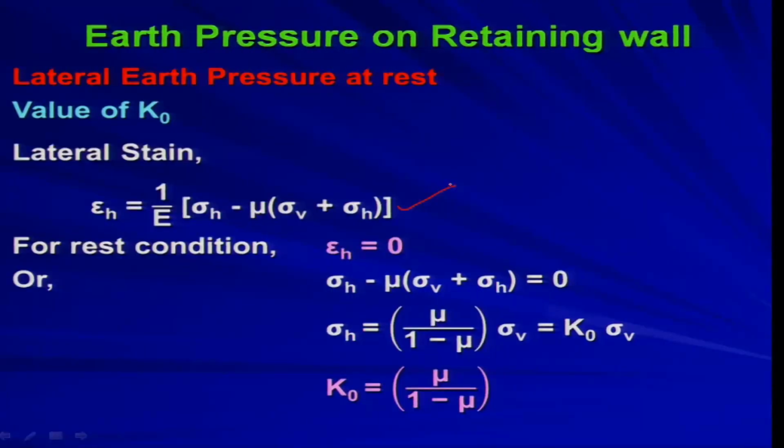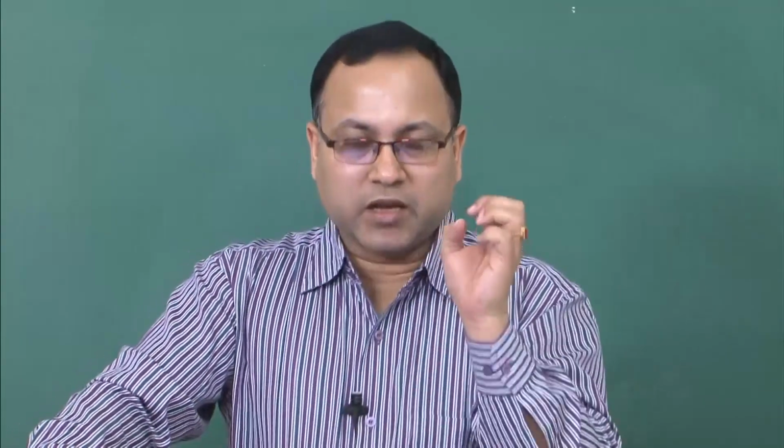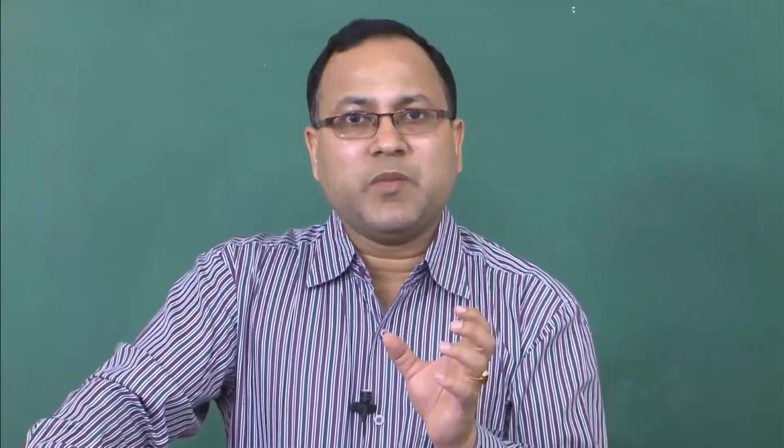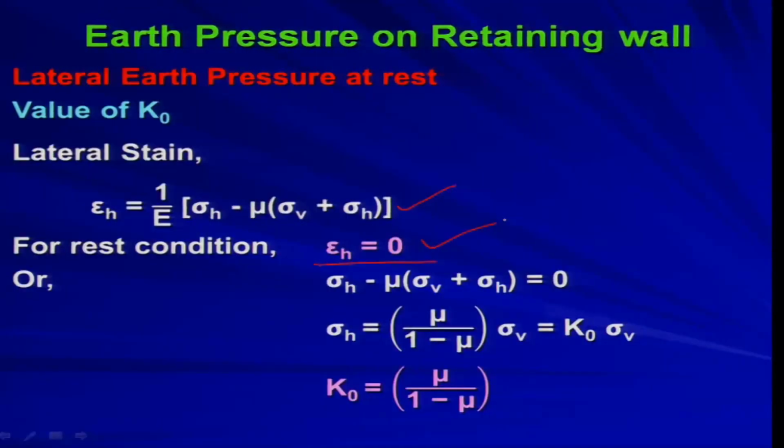Now, for rest condition, what is epsilon h? That is the lateral strain, the strain happening in the soil due to movement of the wall. For earth pressure at rest condition, the lateral strain is 0; there is no movement in the soil backfill. So, epsilon h is 0. If epsilon h is 0, I can write sigma h minus mu into sigma v plus sigma h equal to 0. From this I can write sigma h is equal to mu by 1 minus mu into sigma v, which is nothing but K naught sigma v. Therefore, K naught is mu by 1 minus mu.